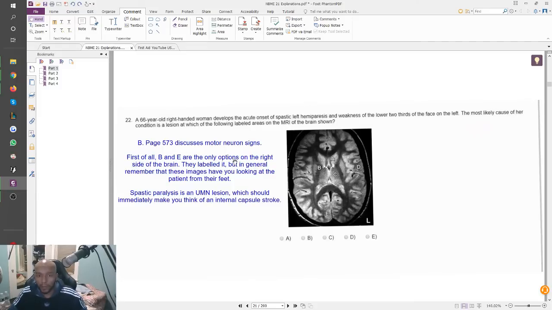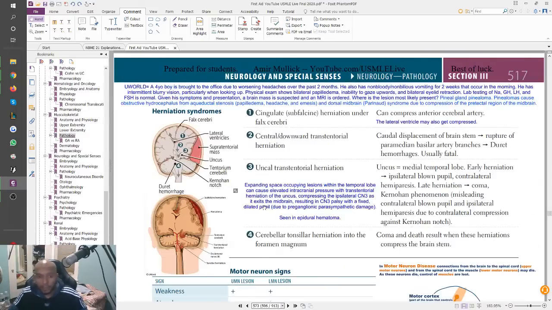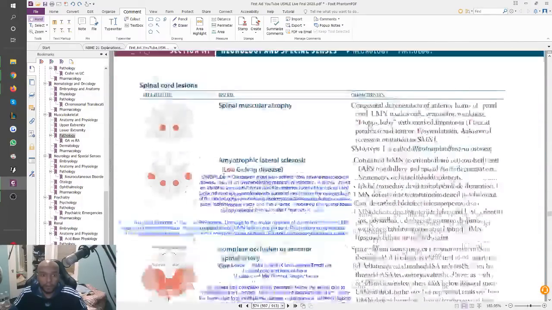Either way, B and E are the only options that are on the right side of the brain here, right? Because this is your left side. And this is an internal capsule stroke. It's a pure motor stroke. If we go to page 573, we can see that. And that's something that you have to be ready with, right? So motor neuron signs.